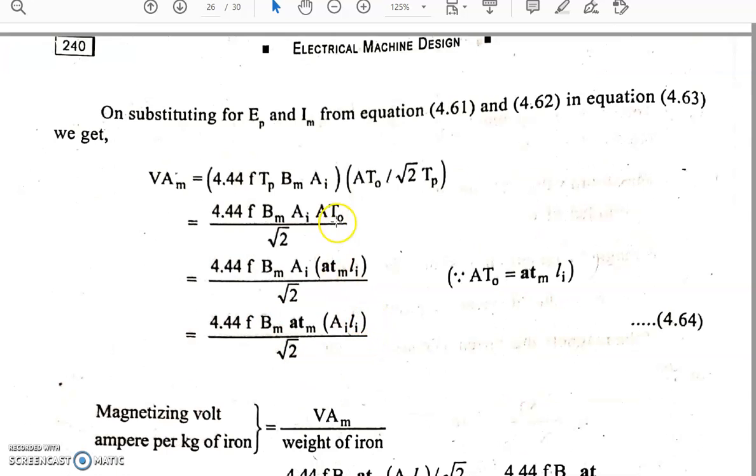And then we are substituting for this AT0 in terms of ampere turn per meter, the unit length, and the total length of the iron. So AT0 is equal to ATm, the magnetizing ampere turn per unit length, times the total length of iron. We are substituting this value, taking this ATm outside, and clubbing this Ai into Li, that is the volume of the core.